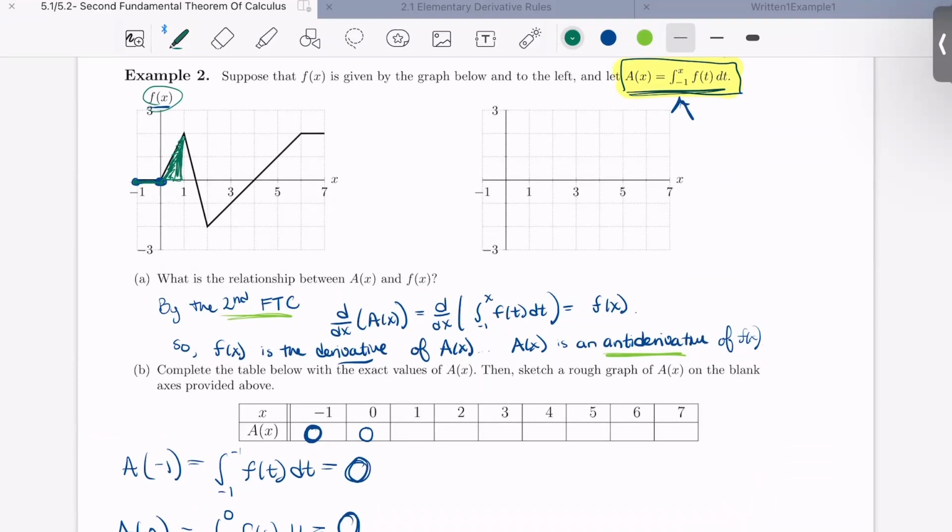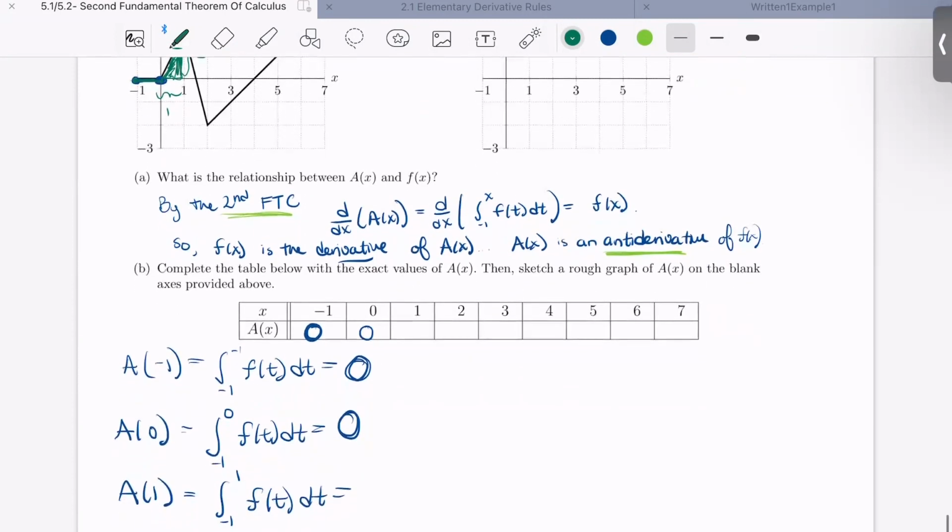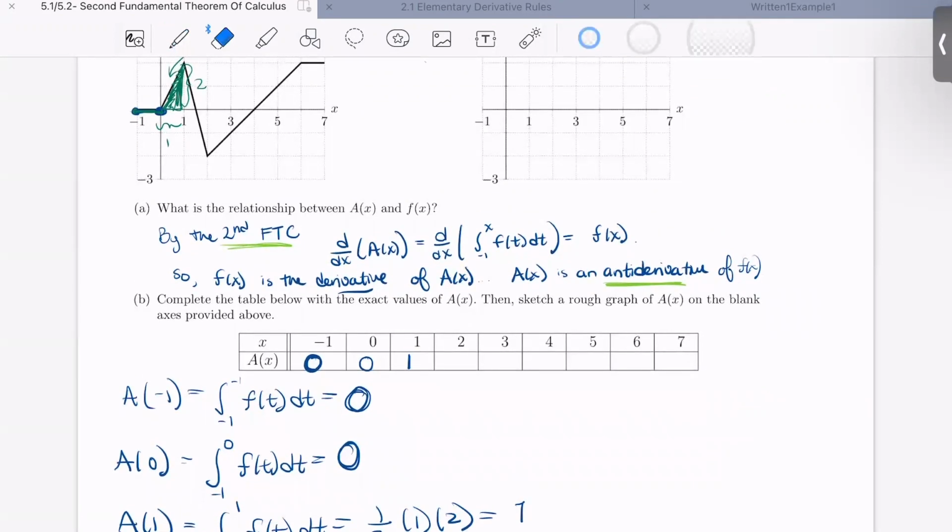This first part, again, has a zero area. So we just need to compute the area of this little triangle. We see that each tick mark here represents one whole unit. So this triangle is 2 high with a width of 1. The area of a triangle is 1/2 base times height, so we have 1/2 times 1 times 2, which gives us 1. So A of 1 is 1.